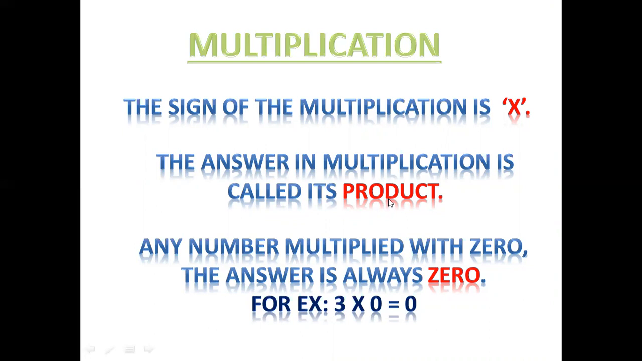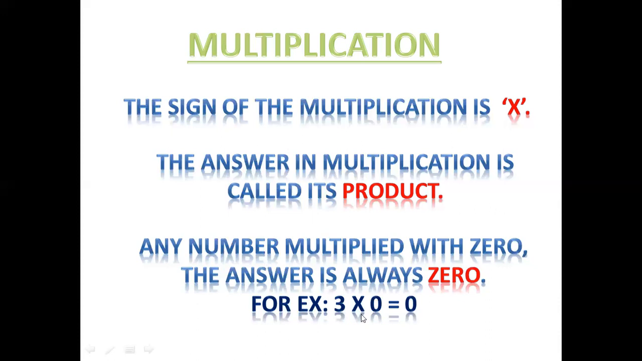Okay, so whenever the question is asked, find the product, what is the meaning? That you have to multiply. Okay, so whatever answer you get after multiplication, it is called product. Then, any number when you multiply with 0, the answer is always 0. So these 3 points you must know.